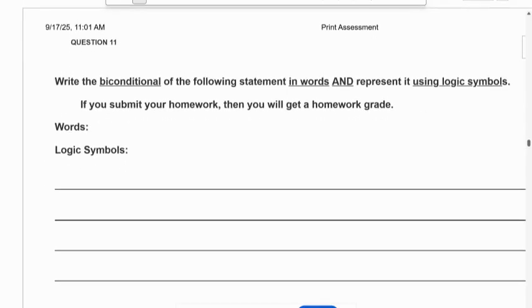All right, number 11 says write the biconditional of the following statement in words and represent it using logic symbols. If you submit your homework, then you will get a homework grade. So P, the hypothesis, would be you submit your homework. Q would be you get a homework grade. In words, the biconditional would say you submit your homework.